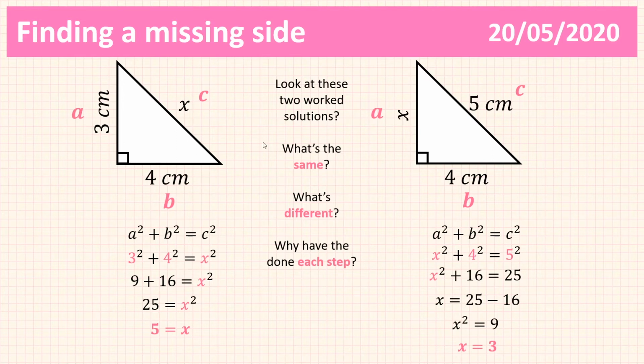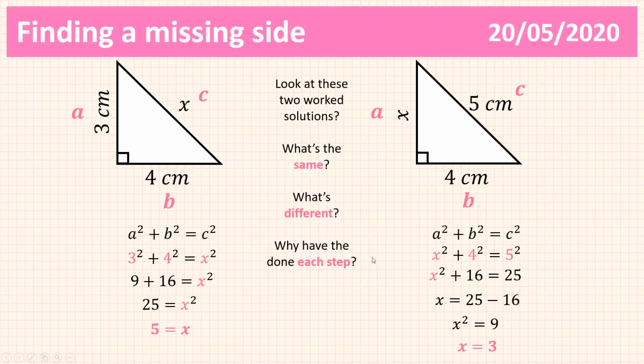So because their lengths are 3 centimeters for the height, 4 centimeters for the base, and 5 centimeters for the hypotenuse, similarly on the right hand side, 4 centimeters for the base, 3 centimeters for the height, 5 centimeters for the hypotenuse, we can say that these two triangles are exactly the same. The only difference between these two questions is on the left hand side we're looking for the hypotenuse, and on the right hand side we're looking for the height, or a shorter side.